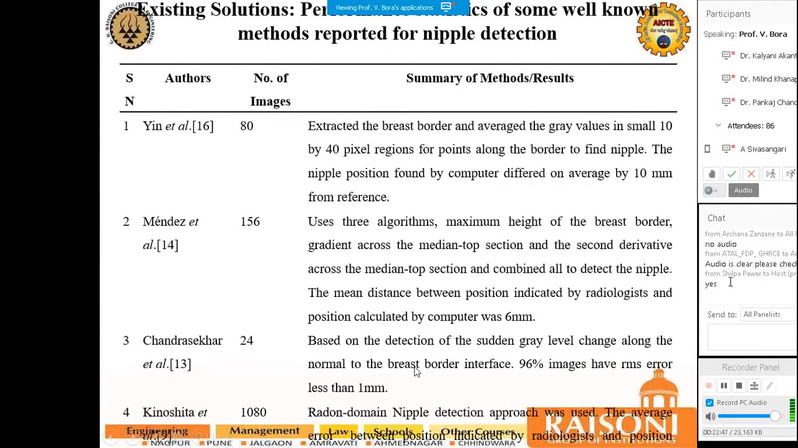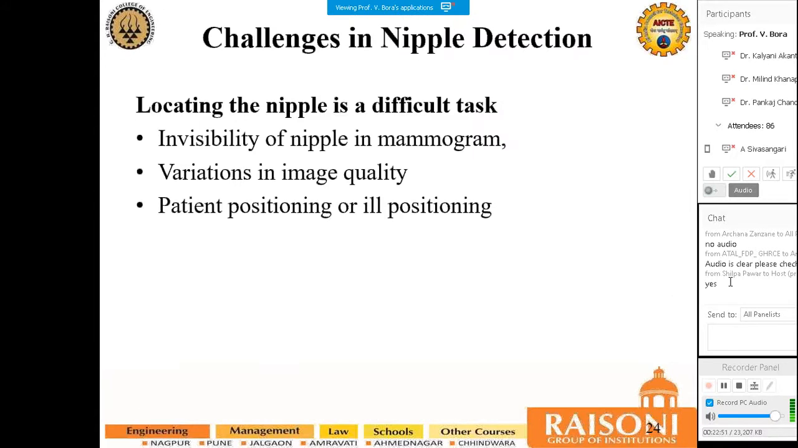So where is the challenge now? Where is the gap? The gap is invisibility of the nipple in the mammogram, variation in image quality, and patient positioning also creates a problem in reference point detection in a CAD system. So there is where we need to work.